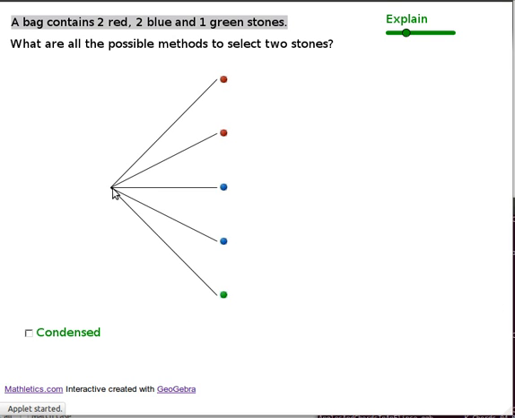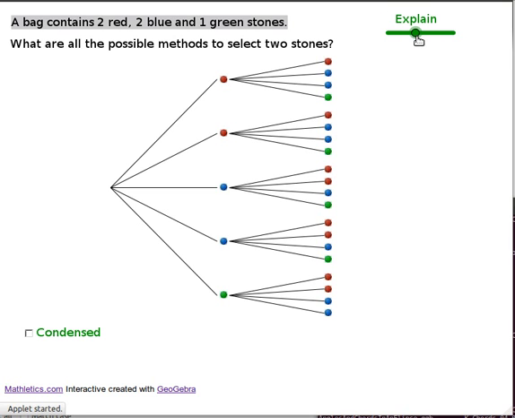So you start with nothing, and then the first event is pulling a stone out, and you can pull out a red stone, or a red stone, or a blue stone, or a blue stone, or a green stone. And that's the first event. If you did the experiment many times, you'd expect 1/5 of the time you get the first red one, 1/5 of the time you get the second red one, 1/5 of the time you get the first blue one, 1/5 of the time you get the second blue one, and 1/5 of the time you would get the green one.